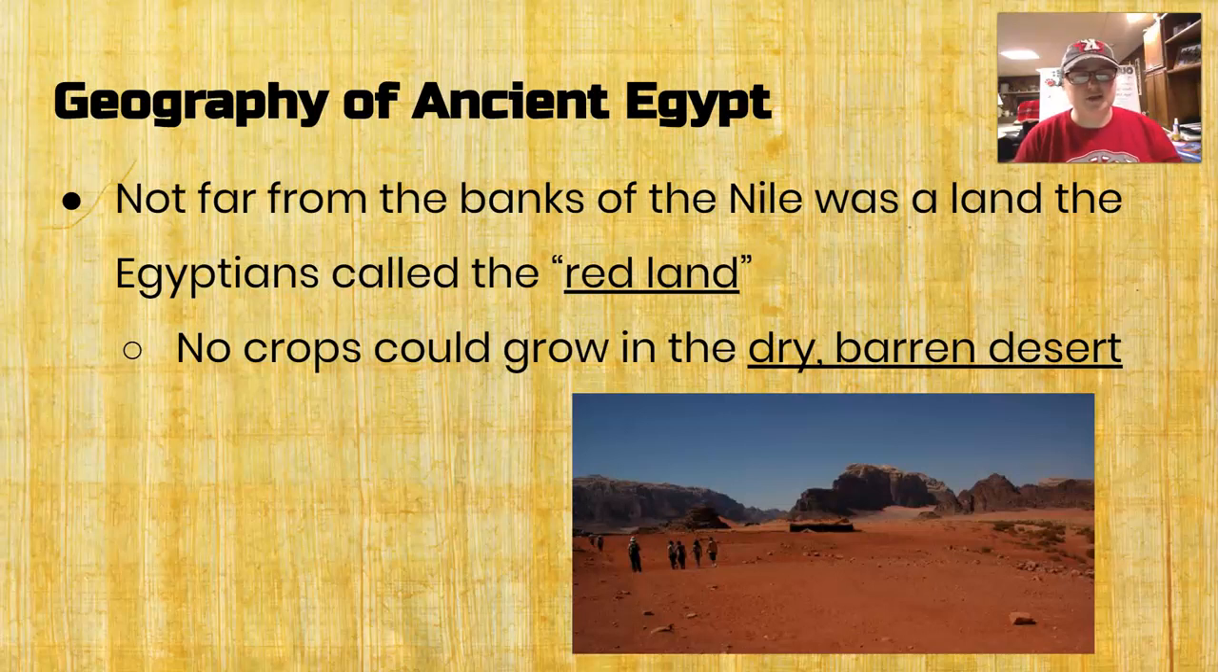And so this is another picture of what that red land would have looked like. It wasn't necessarily red, though sand did tend to have a reddish color in that area. But nothing grew there. Everything was dead. I mean, you have your cacti and stuff like that that would grow, but you couldn't get any real crops to grow in that red land. So we had the black land and we have the red land.